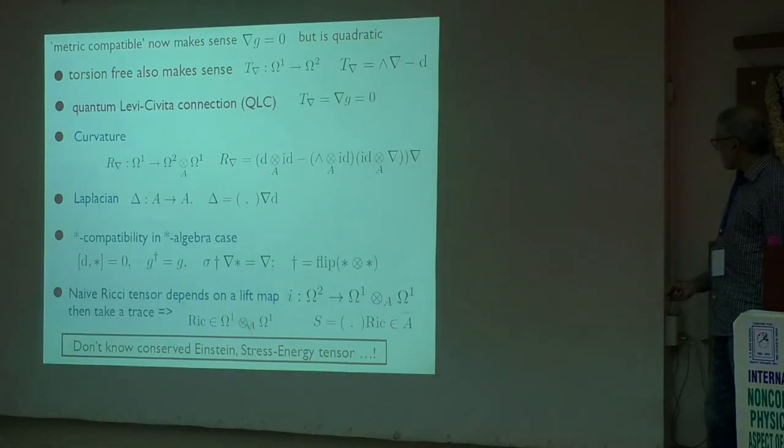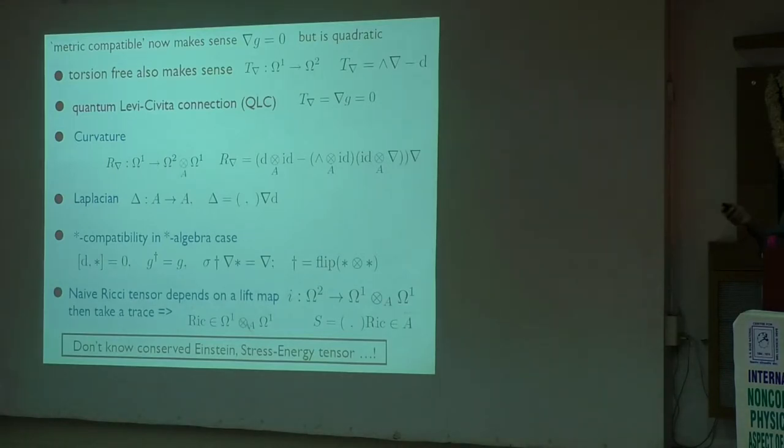You take the Ricci scalar. It's defined by contracting the Ricci tensor. I don't know how to do the Einstein tensor or stress tensor, which you need for physics. But in the examples that I will show you, I do know.